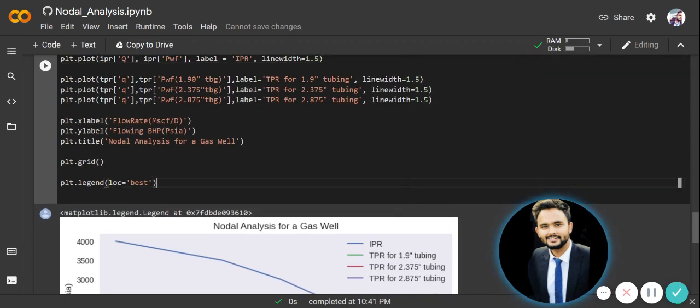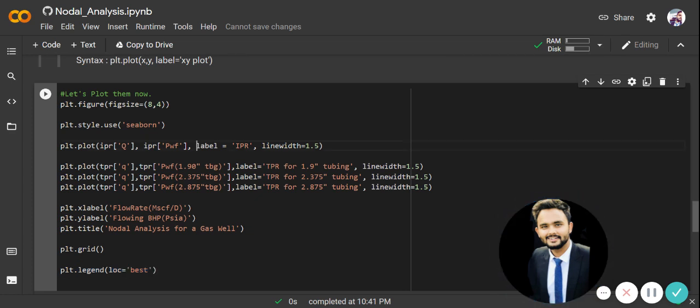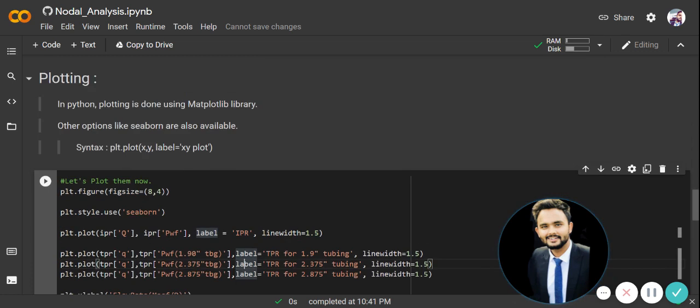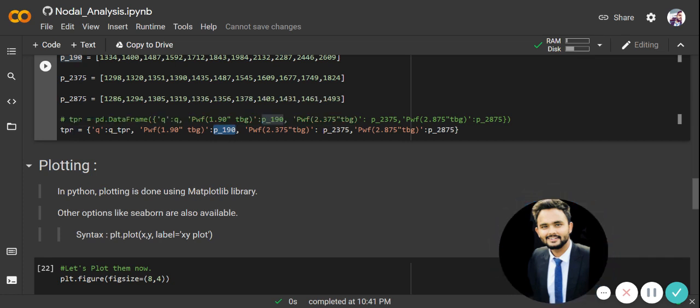Ultimately we'll be providing plt.legend. For a legend to appear, we have to provide a label parameter for every plot, right? So we have provided a label for the IPR. Similarly, we are doing a plot individually for all the tubing sizes, and providing labels as well. For those who are not clear, we are calling this list using TPR square brackets Q. Similarly, for this one we do TPR square brackets and the key name. So dictionary name, square brackets, key name gives you the value.